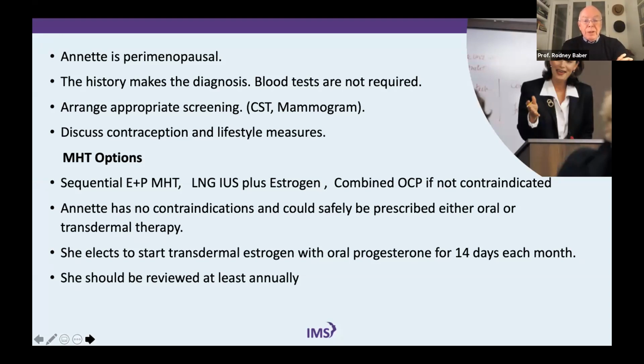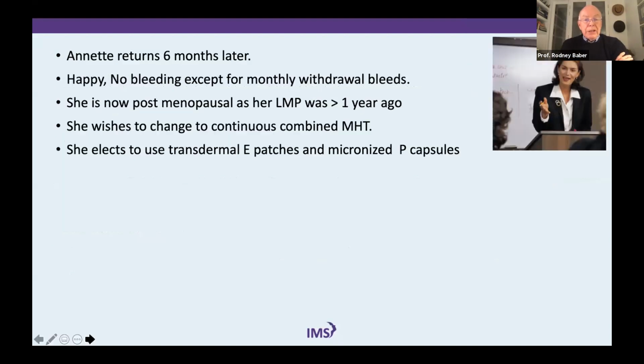She's keen to use hormones, and the options would be, as I mentioned a moment ago, sequential hormones, the IUS plus estrogen, or the combined pill. And she has no contraindications to any of those interventions and could be prescribed any one of them, or oral or transdermal therapy. As it turned out, she chose to use transdermal estrogen with oral progesterone for 14 days each month. That will give her a regular withdrawal bleed and minimize the risk of breakthrough bleeding. I told her she should have at least an annual review, but to come back sooner if she had any problems. She came back 6 months later.